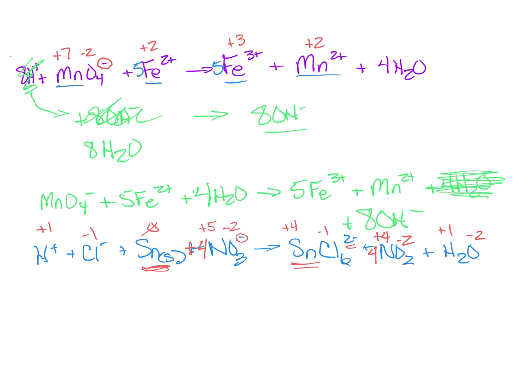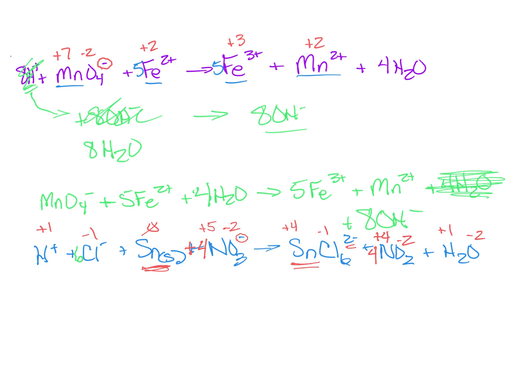All right, our next step is to go through here and balance anything that is not hydrogen or oxygen. So if I look at my tin, it is balanced. My chlorine is not, so I'm going to have to put a 6 in front of that chlorine to get that correct. My nitrogen is balanced, okay.